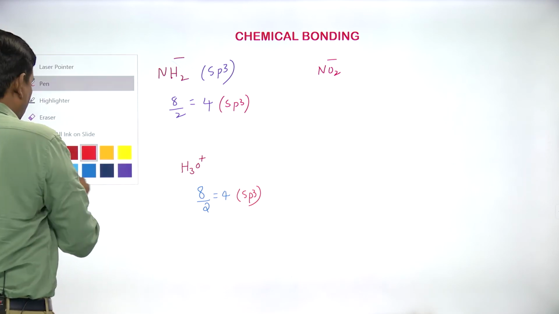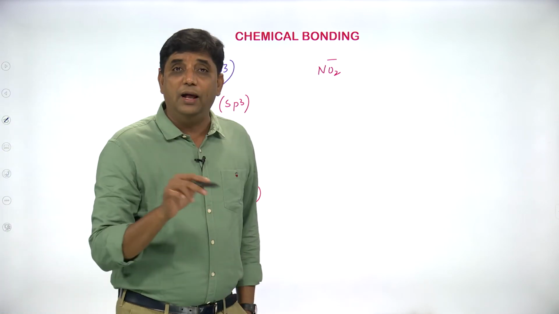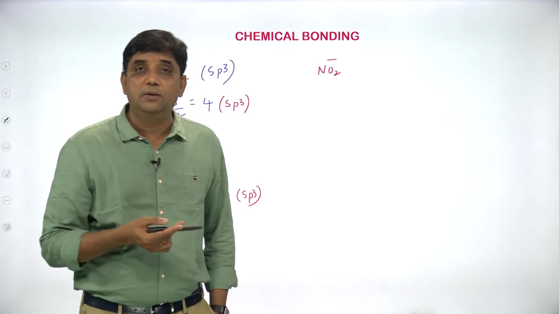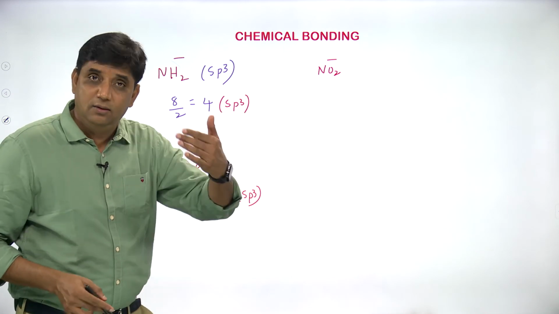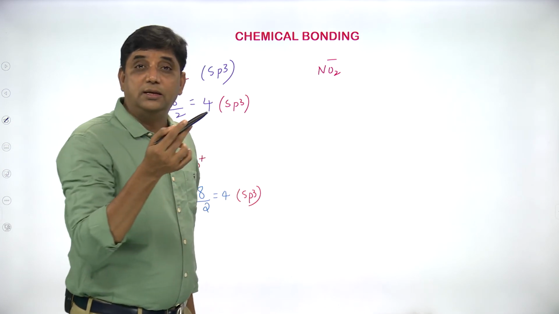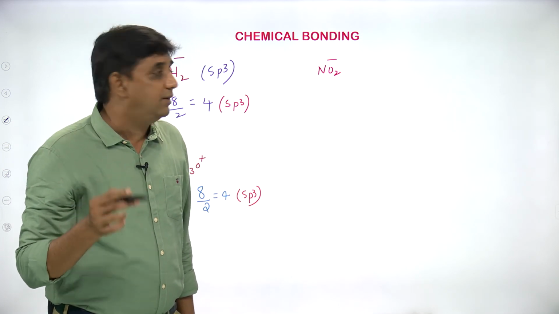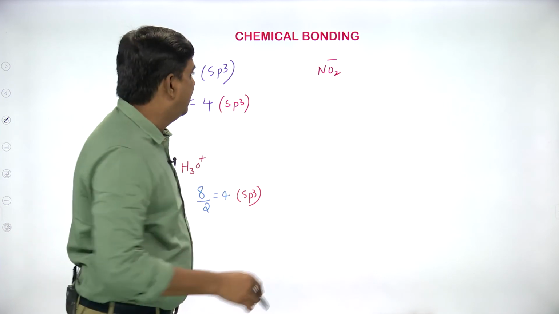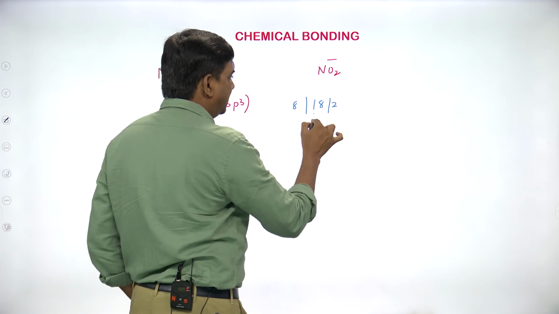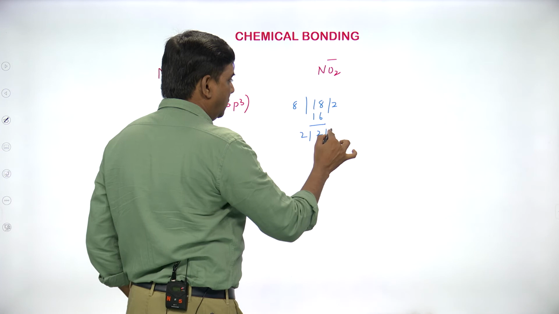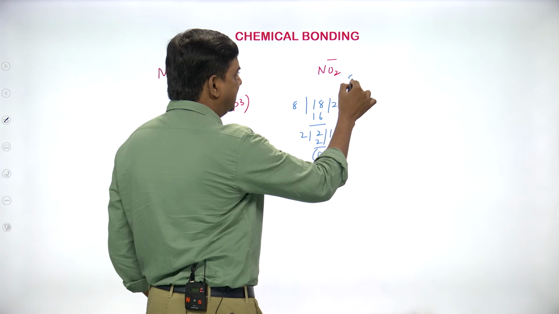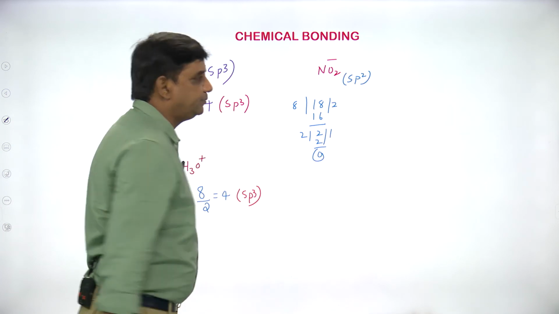Now, NO2 minus means nitrogen, we know valence electrons are 5. Two oxygens contain 12 valence electrons, 12 plus 5, 17. One electron is added, so therefore 18. One nitrogen 5, two oxygen 12, 12 plus 5, 17 plus 1 negative charge, 18. 18 must be divided with 8. 8 2s are 16, 2. 2 1s are 2, 0. 2 plus 1, 3, means this is sp2 hybridization.